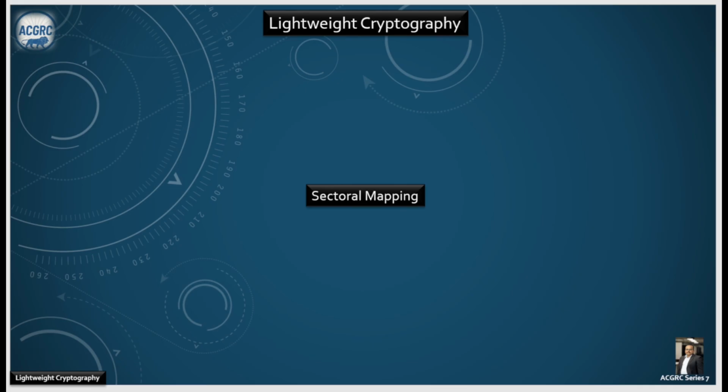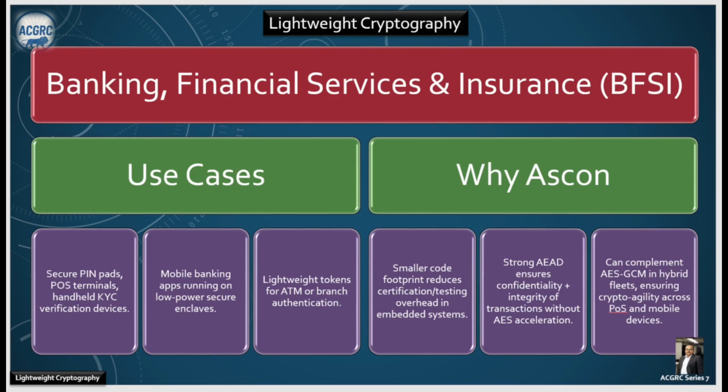Let's look at sectoral mapping. BFSI segment. Well, it can be used in secure pin pads, point of sale terminals, handheld KYC verification devices, or mobile banking apps running on low power secure enclaves. It's also used in lightweight tokens for ATMs or branch authentication.